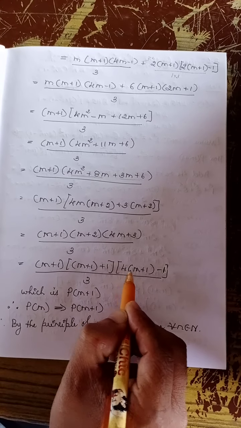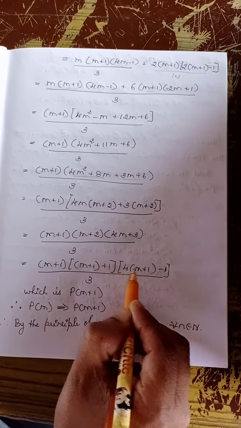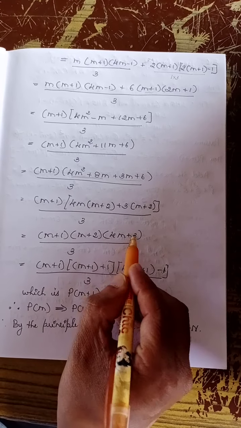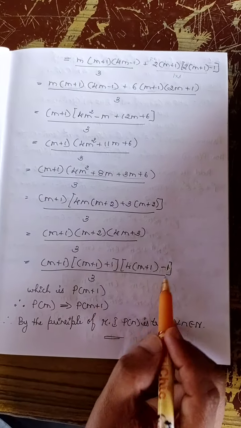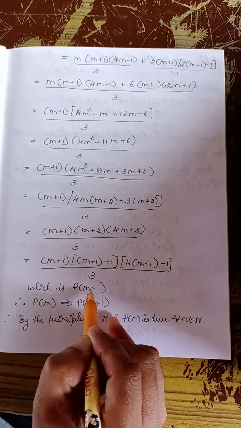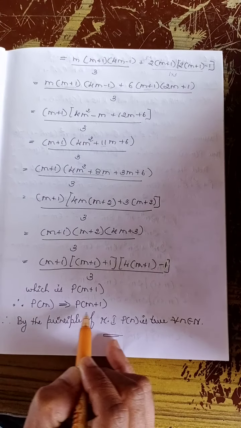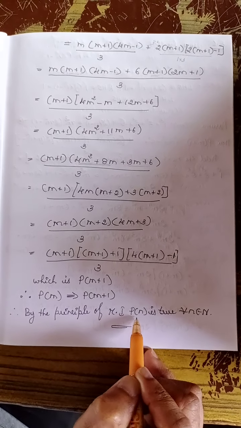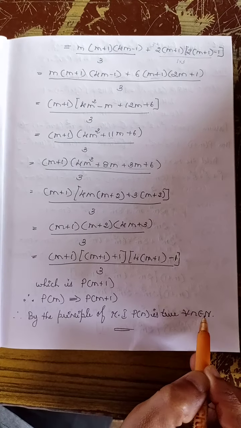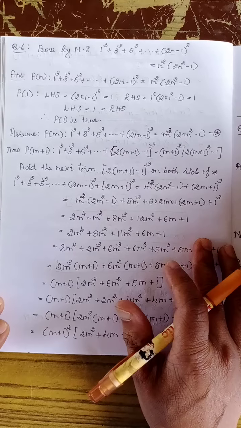See, 4 into m is 4m plus 4 into 1 is 4, but we want here 3. We subtract 1, that is minus 1, which will be same as p of m plus 1. Therefore p of m implies p of m plus 1. Then by the principle of mathematical induction, p of n is true for all n belonging to N.